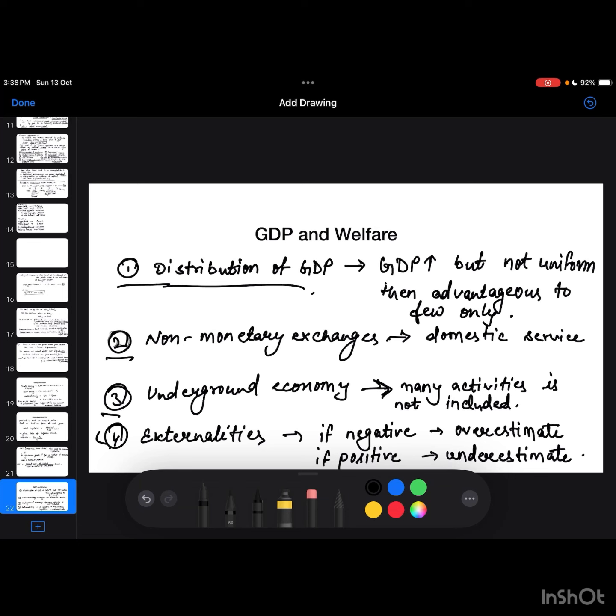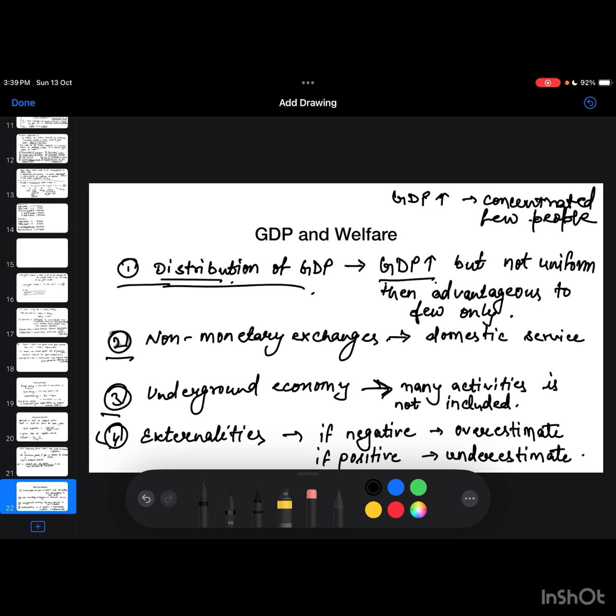Now the last topic of the video is GDP and welfare. So suppose that GDP of a country is increasing, but that is only concentrated in the hands of few people, so then it will not give the real picture about welfare or about increment in the lifestyle of every individual of the country.